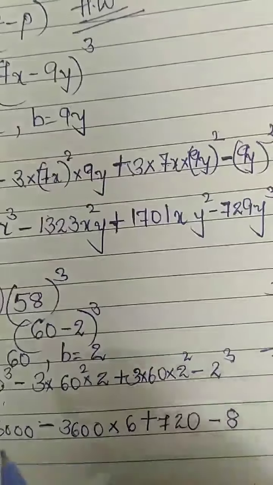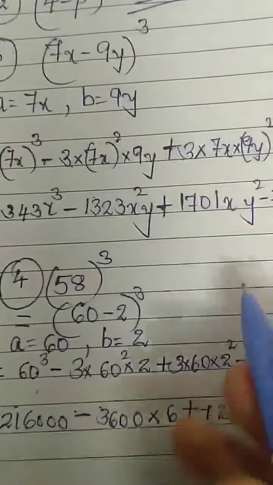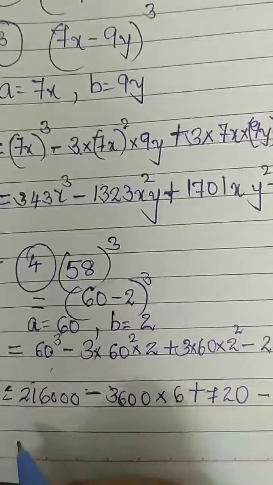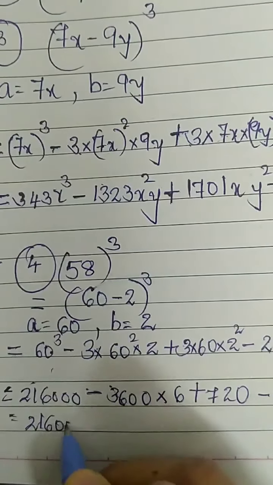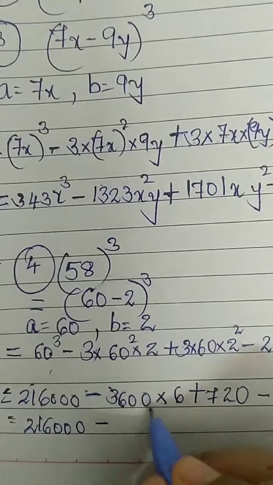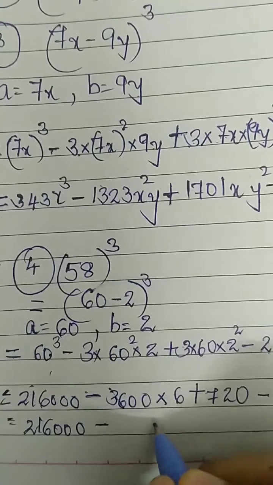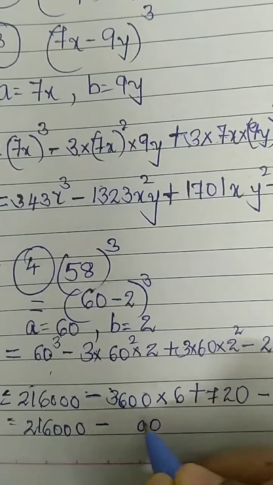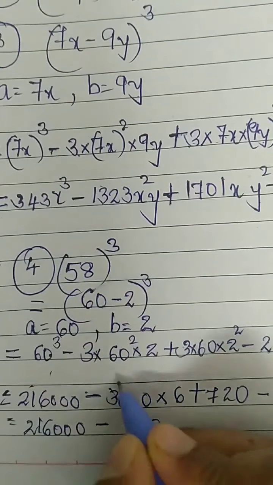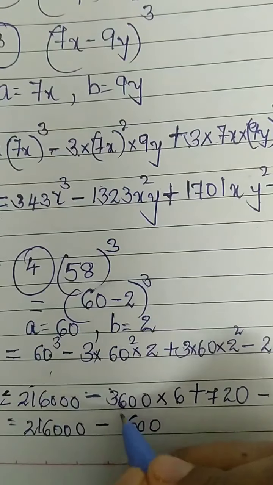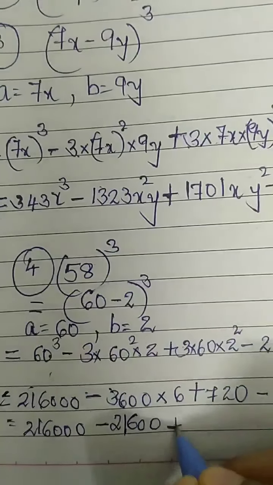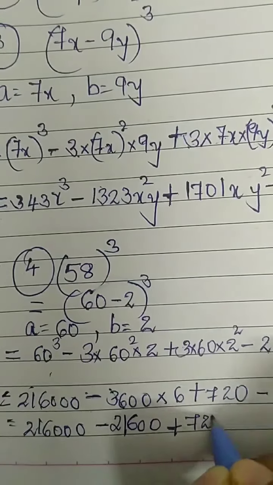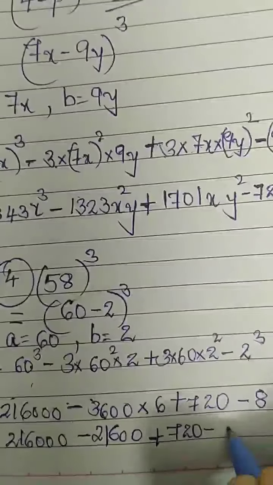Okay. Now we have to solve this calculation. So our final answer will be 216000 minus 3600 into 6. 6 zeros are 0, 6 zeros are 0, 6 6s are 36, carry 3. 6 3s are 18, 216. Plus 720 minus 8.